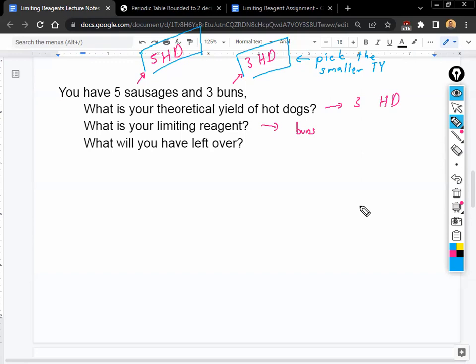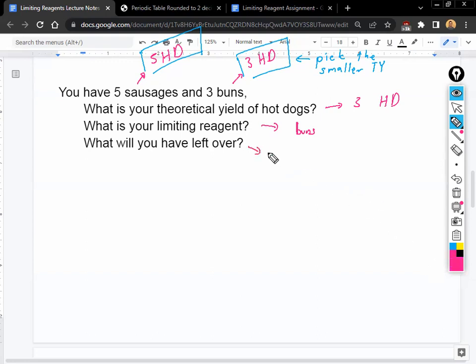Yeah, basically, how much you'll actually make. It's still theoretical yield because you're doing your calculations. No, you still wouldn't make 4. I mean, we're using the term that we use for chemical reactions, but anyway, moving on.